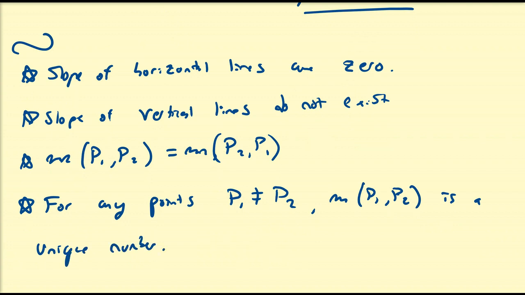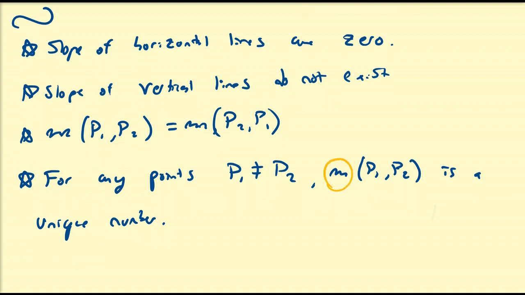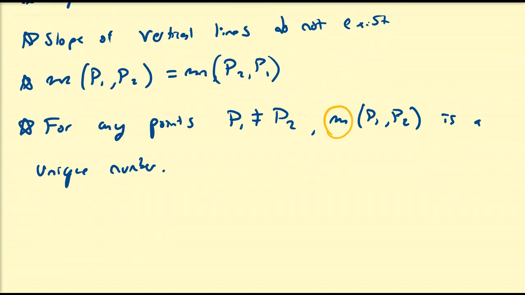So that means no matter what 2 points you choose, the slope between those 2 points is always going to be unique. Therefore, if you think about relations and functions, M is going to be a function whose domain is the set of all pairs of points, and whose range is the set of real numbers. And that's just some basic applications associated to lines and their slopes.